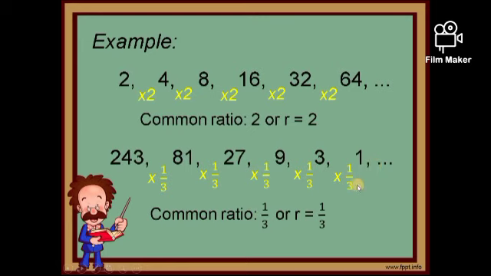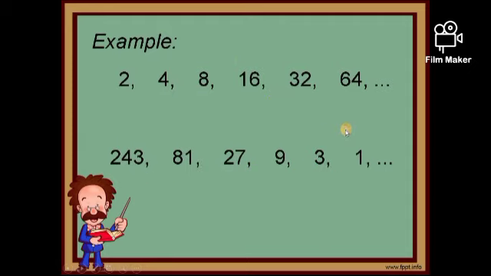Now, since the sequence has a common ratio, the sequence 243, 81 up to 1 is what we call a geometric sequence. Now, another way to compute for this 1/3 and 2, or the common ratio, is by using this formula. So, what is this formula? The formula for the common ratio is r equals a sub n over a sub n minus 1, where n is greater than 1.